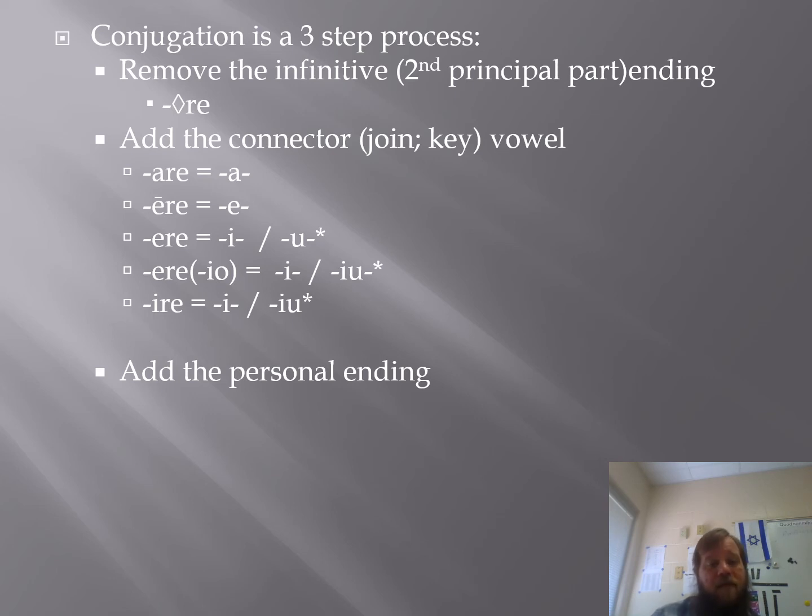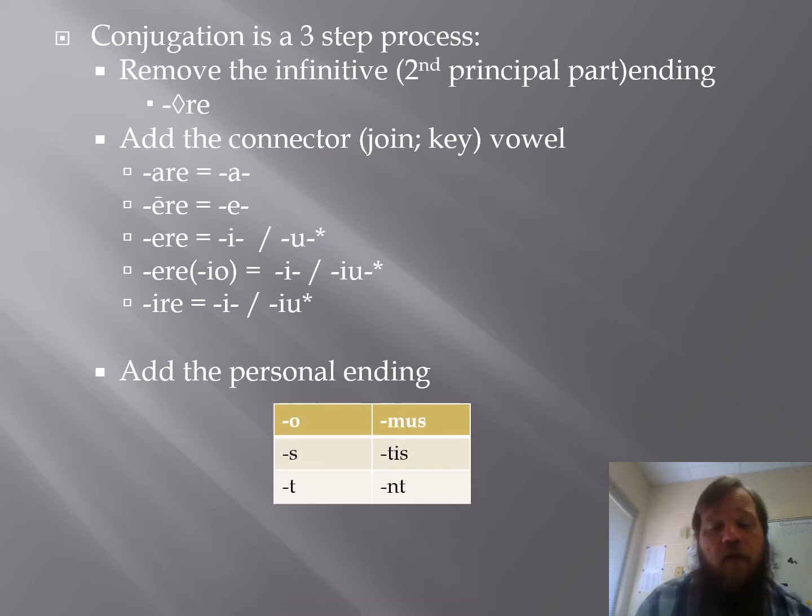Okay? Then, so step 1, remove vowel RE. Step 2 is add your join vowel, A, E, or I. Then you add your ending. And your ending is going to be O if your subject is I, S if your subject is you, T if your subject is he or she or it, which we're just going to call it he for now, MUS if your subject is we, TIS if your subject is y'all, and NT if your subject is they.